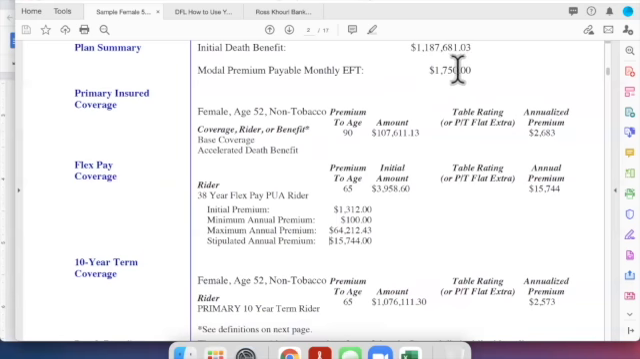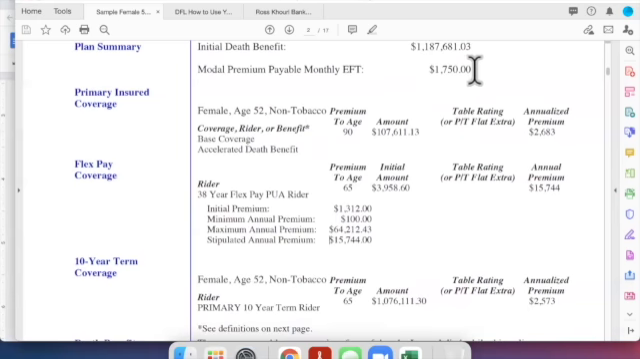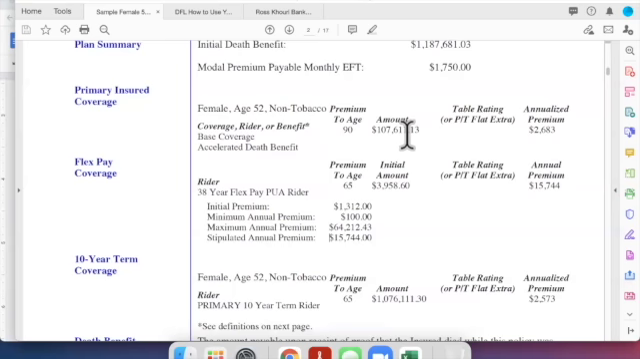Of this $1,750, you got primary insurance coverage. So they're going to be paying $2,683 for the year for $107,000 worth of coverage. Okay, annual. I'm going to go to here, the flex paid up rider. Flex paid up rider, that's the cash acceleration portion.